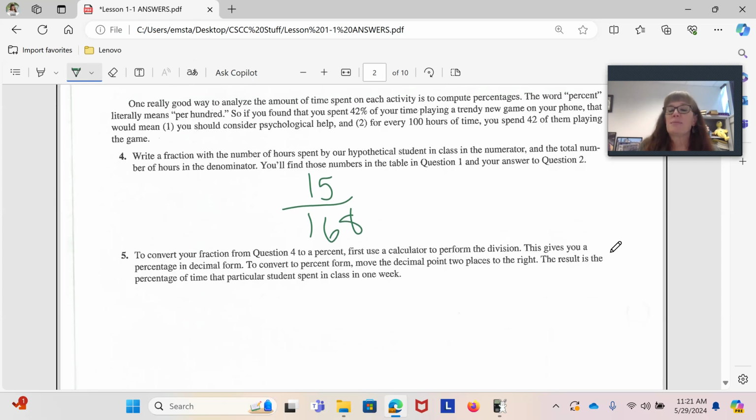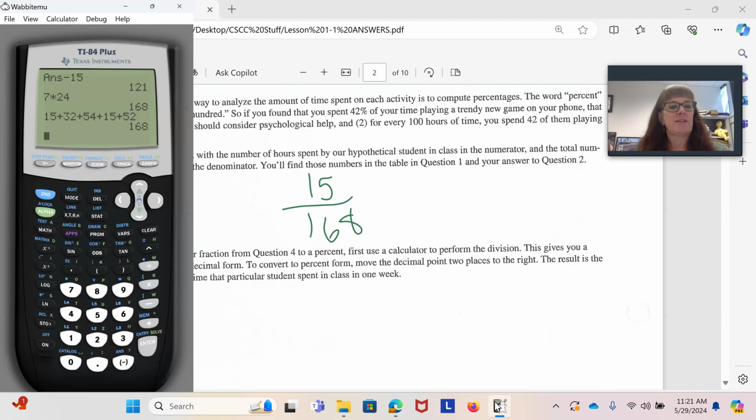Number 5 describes how to convert that into a percent. So we're going to use a calculator to do the division. It's kind of a two-step process. We are going to take 15 divided by 168, hit enter, and that gives us a decimal. That gives us the decimal 0.089.